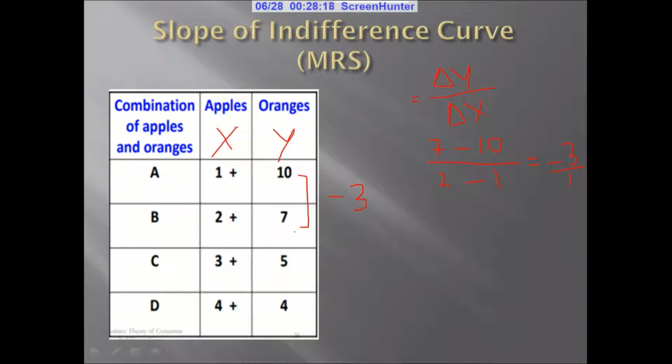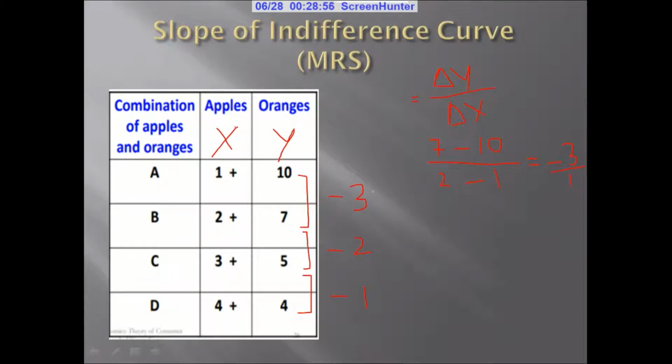When the individual moves from B to C, the marginal rate of substitution, or the slope of the indifference curve, is minus 2. Again the final value is 5 and the initial value is 7. 5 minus 7 is minus 2, and 3 minus 2 is 1. And when the individual moves from C to D, this MRS, or marginal rate of substitution, is minus 1. The minus sign indicates that the slope of the indifference curve is negative, as we have seen from the previous slide.